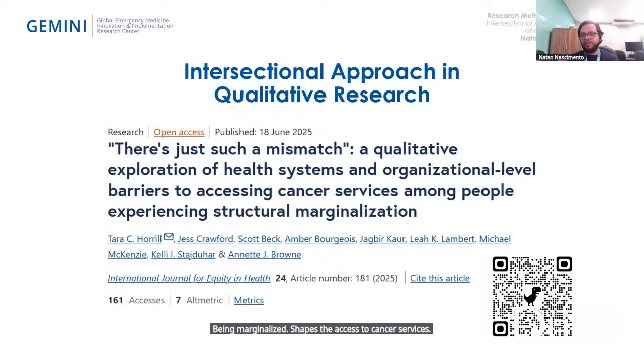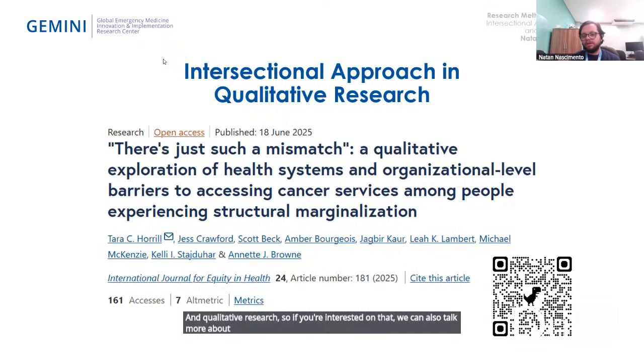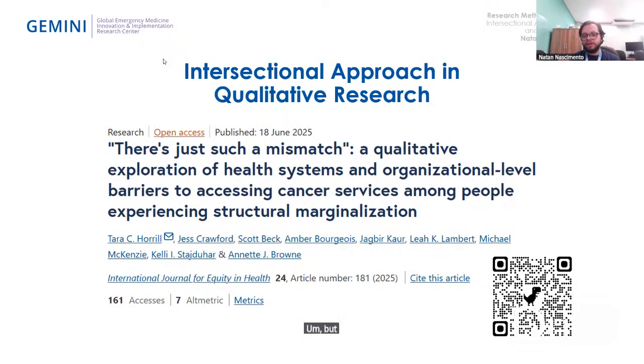This is a great example of how to perform an intersectional analysis in qualitative research. So if you're interested in that, we can also talk more about that later. But it's something that you can read and see how they perform it, and really create categories that make sense for all of those groups that they're studying.